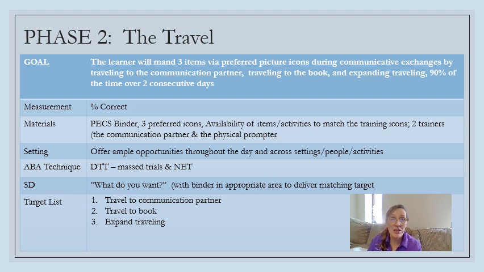But just notice that everything else is the same. You'll still be using two different people with this phase because you still are probably pretty heavily prompting. Someone's going to have to be the prompting partner that's going to help the child walk over to the book, pick up the icon, and bring it back to the trainer. For example, if they have to travel to the communication partner, the trainer. All right.